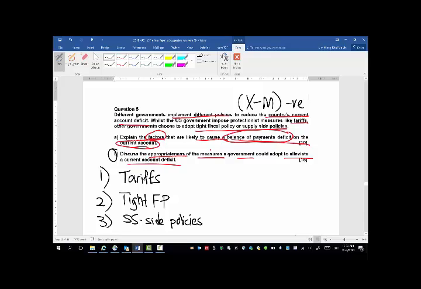So I just want to take you back to your lecture notes. When you learn policies for this, what are the policies that you can use to address a deficit in your, let's say, BOP deficit? What are the various policies? How are they classified? There's expansionary. You think you want to expand? One is expenditure reducing. The other category is expenditure switching.